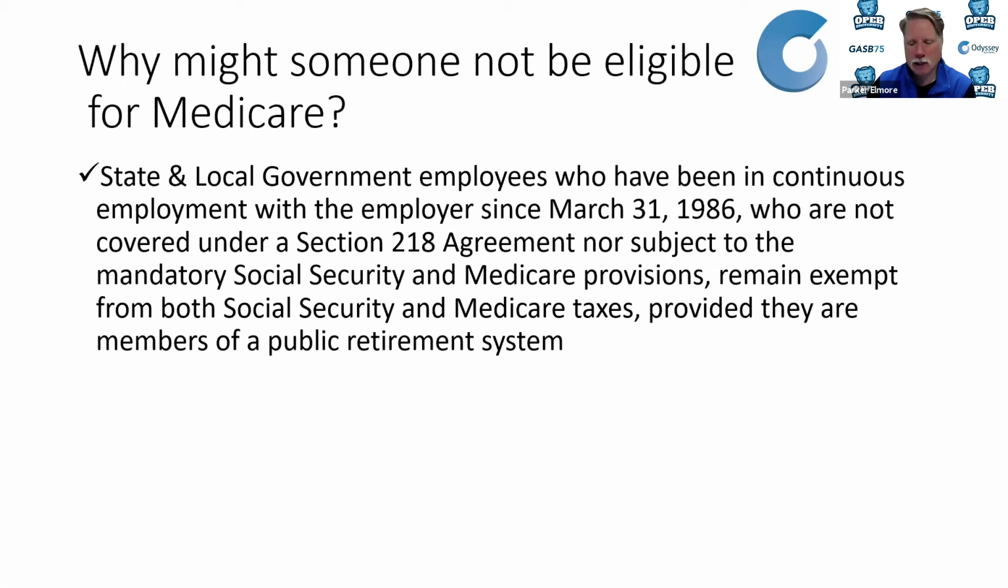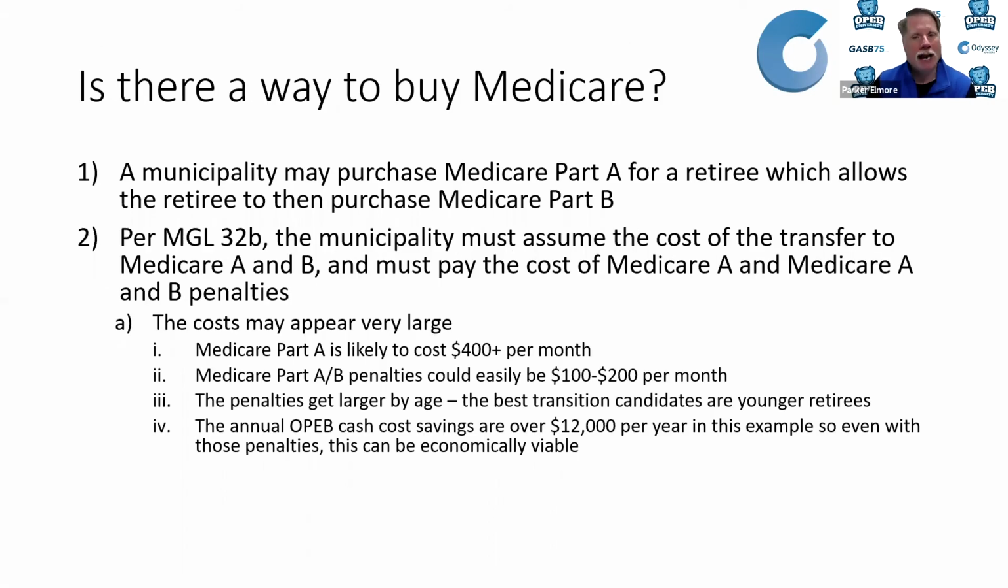So in that situation, you can buy into Medicare. You go to CMS and you say, listen, I want to buy Medicare Part A for Jimmy or Mary. And you want to do that. Now, under Mass General Law, you have to pay for that. You can't make the retiree pay for that. But you will pay the Medicare Part A, you'll pay the Part A and Part B penalties, and then the retiree can then purchase Part B just like all the rest of your retirees. They can also then purchase the Medicare supplement plan.